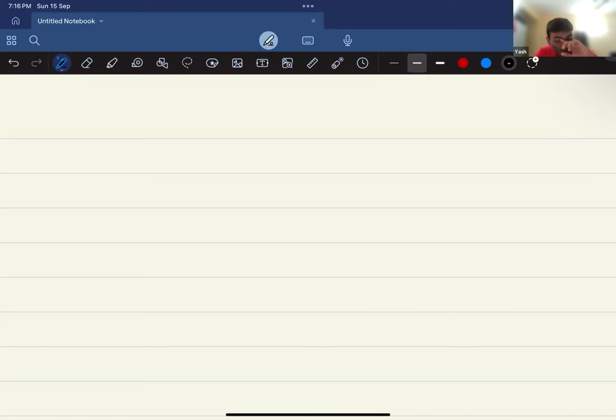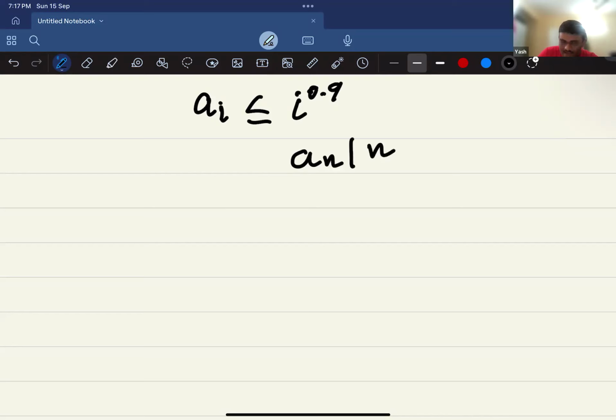So basically, I saw this problem in a Bulgaria competition 3 to 4 days back. It is pretty much the same. You have been given a sequence of natural numbers a_i such that a_i is strictly increasing and a_i is less than or equal to i to the power 0.9. Then you basically have to prove that there exist infinitely many indices n such that a_n divides n. Can you see that this proceeds similar to the previous problem?